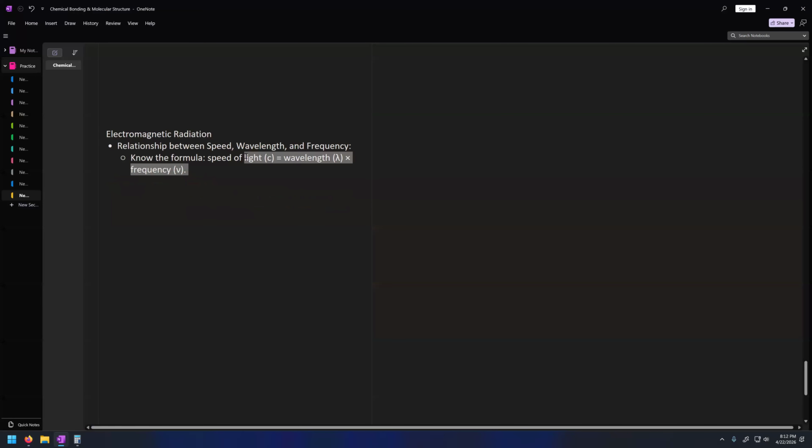This is pretty basic math. I do want you to know this formula, know this relationship. The speed of light is equal to the wavelength, lambda, times the frequency, which looks like a V, but it's technically the Greek letter nu.